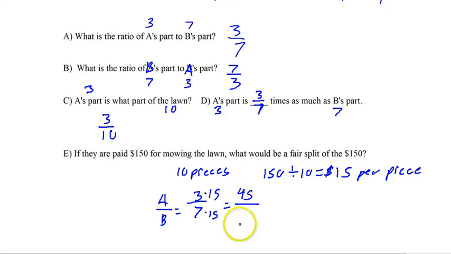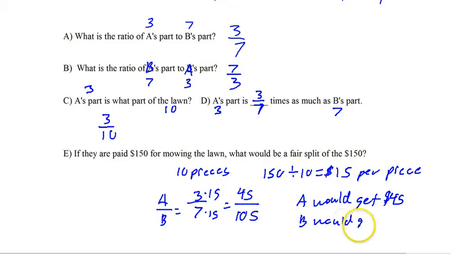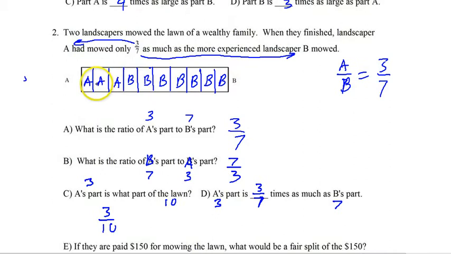And 7 times 15 is what? That's 90, 105? Obviously, 150 minus 45 is 105. So that means A would get $45, and B would get 105. And if you don't like this, you could use the picture. So if you look at it, there are 10 pieces because it's a 3/7 ratio. So if you take the 150 and divide it by 10, you get $15 per piece. And then you can see that there's 45 for A and 105 for B, whatever's left.